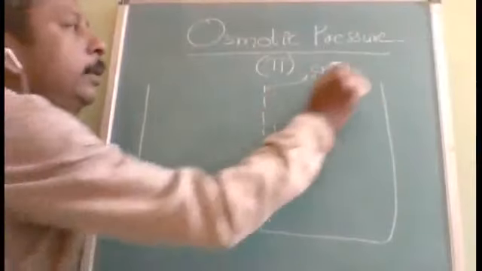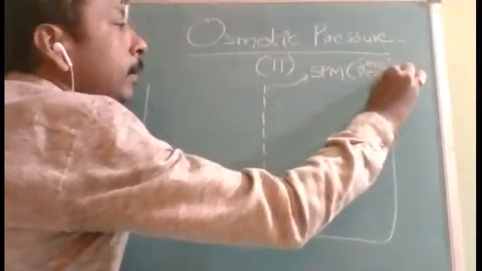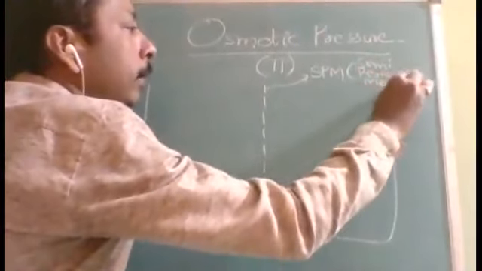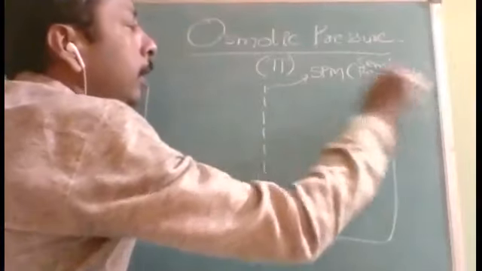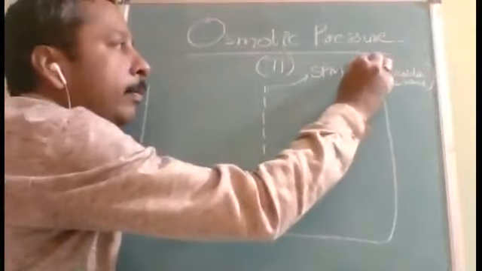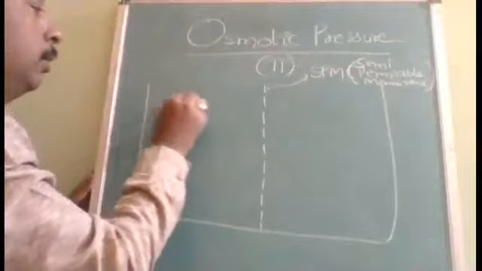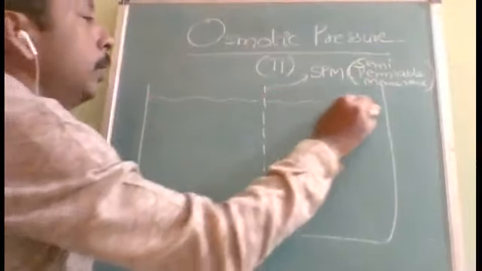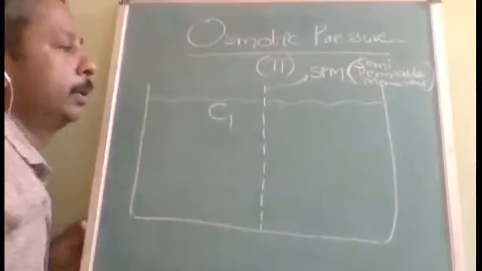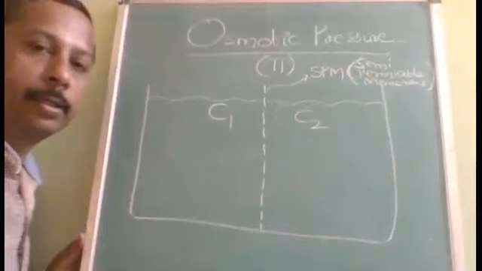What is SPM? SPM stands for semi-permeable membrane. Okay, so they are divided into two identical parts by the semi-permeable membrane. Now there are two types of solutions. Okay, let us take a solution with concentration C1 and a solution with concentration C2.